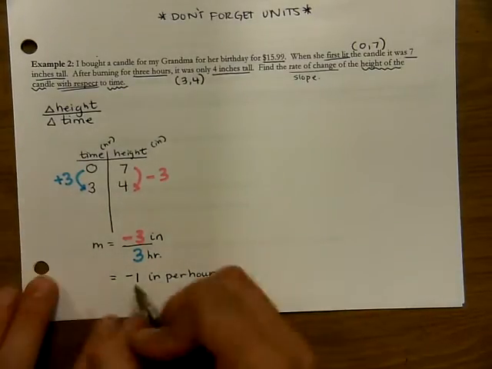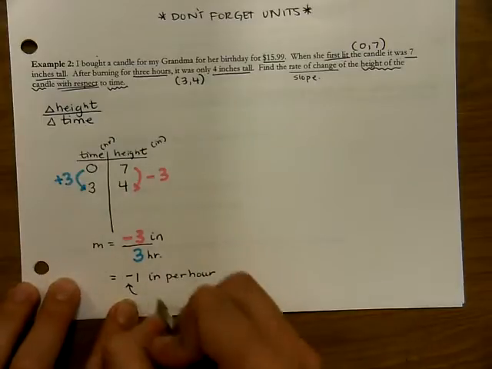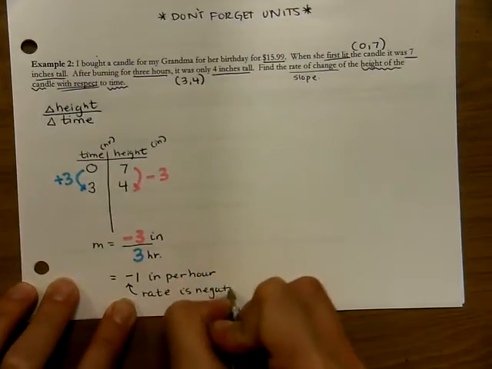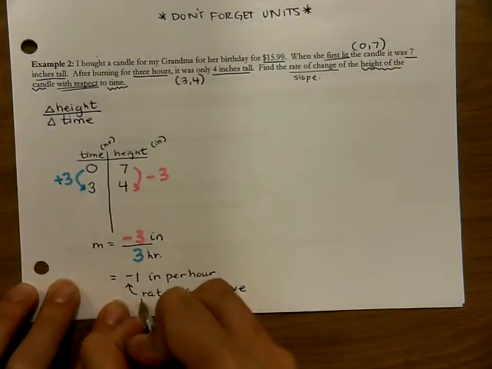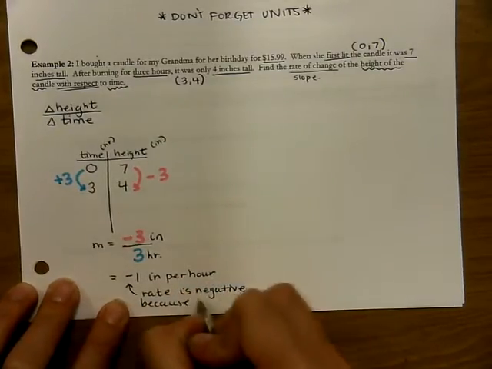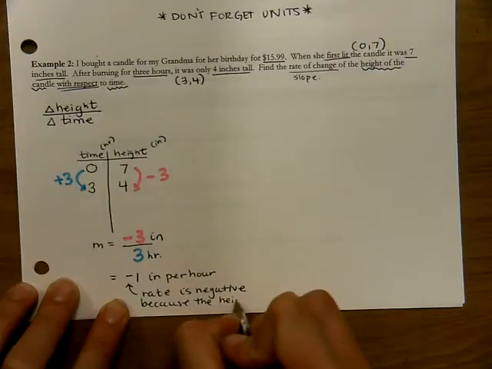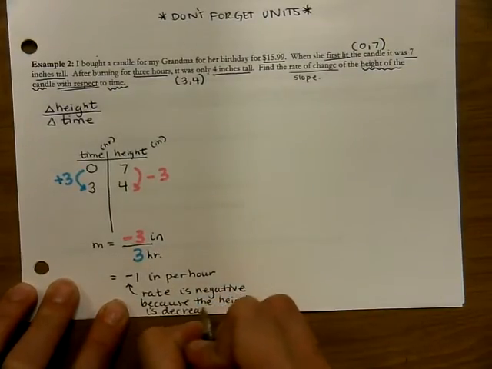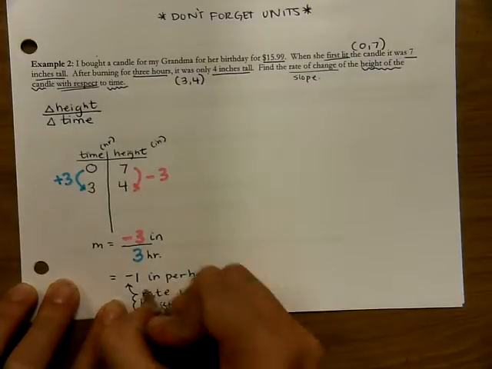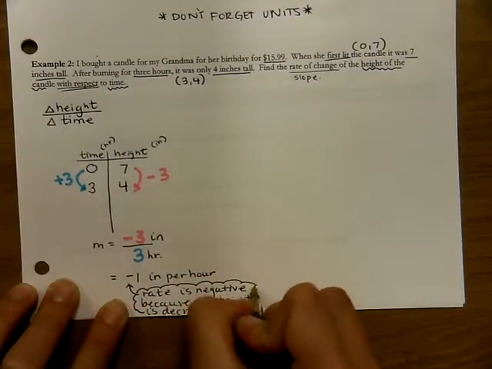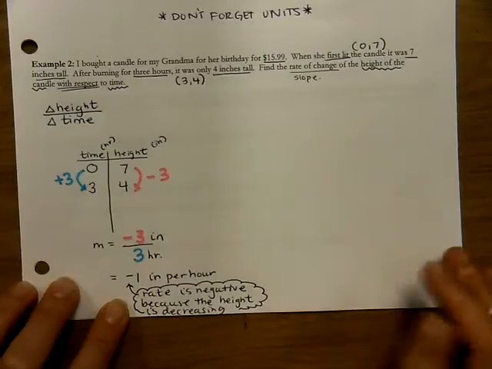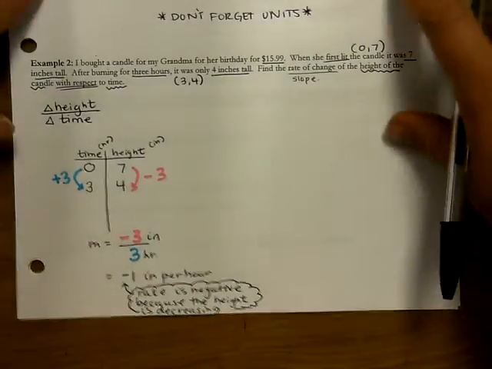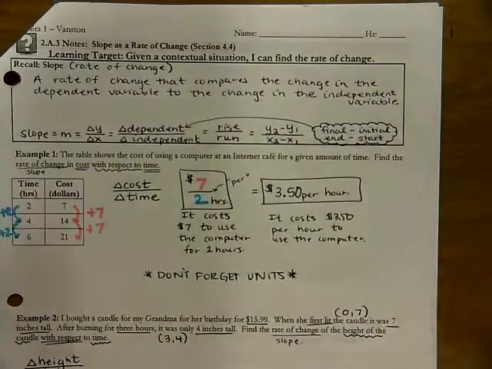So when we interpret what this means, the rate is negative because the height is decreasing. So we're going to have a negative rate when the height is decreasing. So let's go back up here and add this to our summary up here.